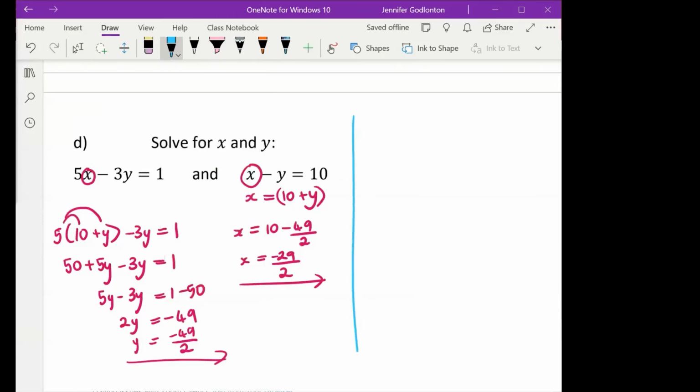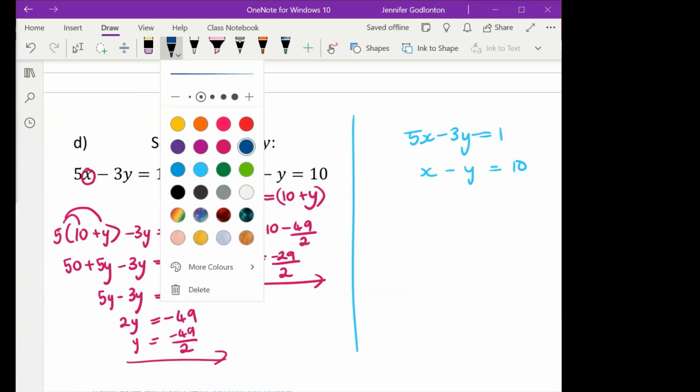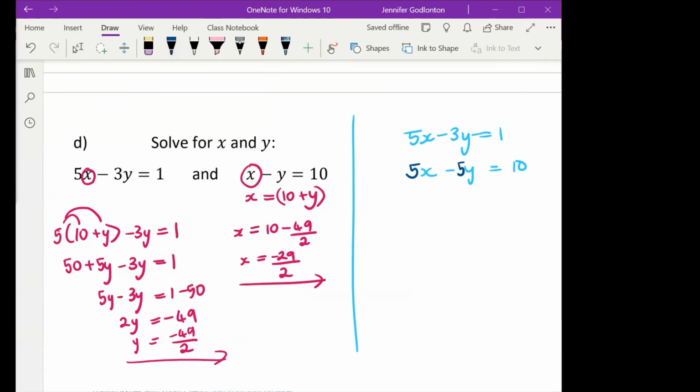So I've got 5x minus 3y equals 1. And then I've got x minus y equals 10. So I need to multiply everything at the bottom by 5. So I'm going to say 5x minus 5y equals 50. I'm going to minus my bottom equation from my top one. So 5x minus 5x is 0. Negative 3 plus 5y is going to give me 2y. 1 minus 50 is going to give me negative 49. So y is going to be negative 49 over 2, and then we just substitute in for x.